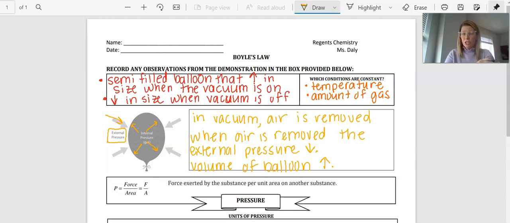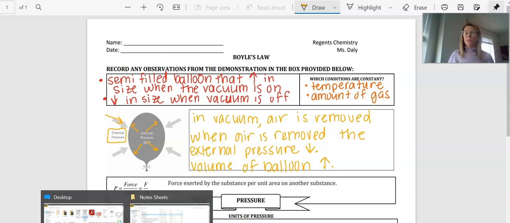Pressure is the force that is exerted by a substance per unit area on another substance. When we're saying external pressure, we're talking about how much pressure the air is pushing downward per unit area on that balloon. We can think of calculating pressure as force over area. For example, if I were to apply my body weight onto something small, the pressure being exerted is much greater than if I were to stand on, let's say, my table, which is much bigger.